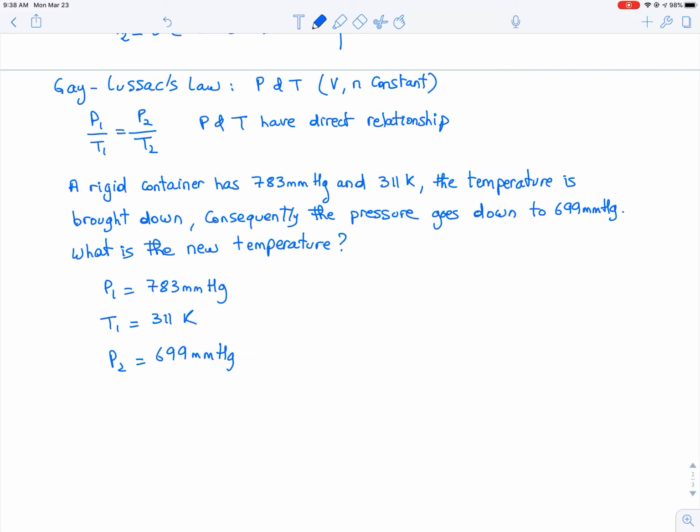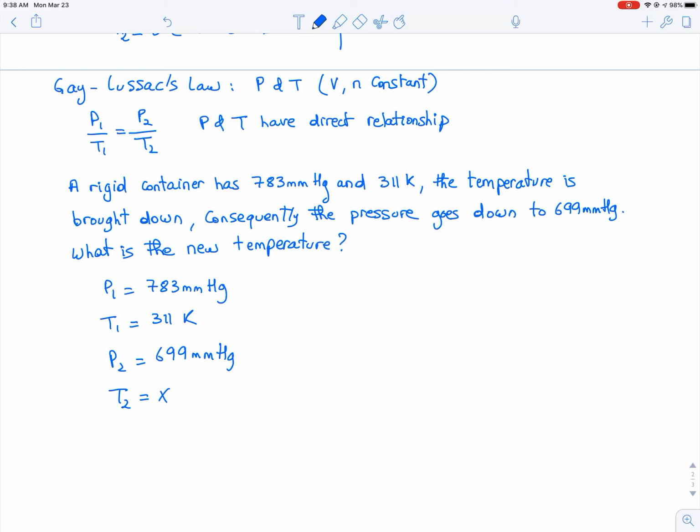Now, is it okay to keep the unit in millimeter mercury? Totally okay, because the millimeter mercury will cancel with the millimeter mercury. If you are given one pressure in millimeter mercury and the other one in ATM, you have to convert one into the other. It doesn't matter if both are in ATM or both in millimeter mercury, but they have to be in the same unit, okay? Because the units are going to cancel eventually. And then T2 is my unknown temperature.